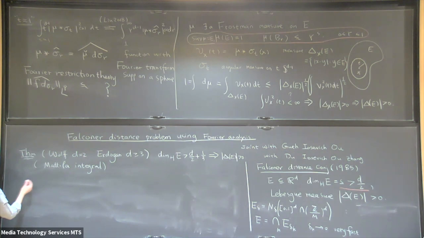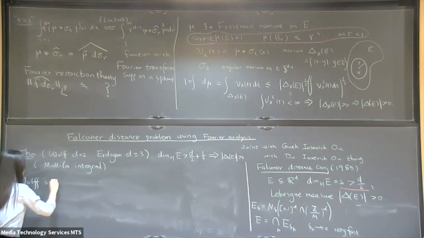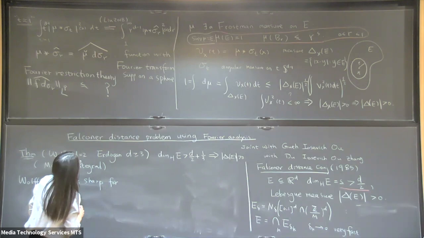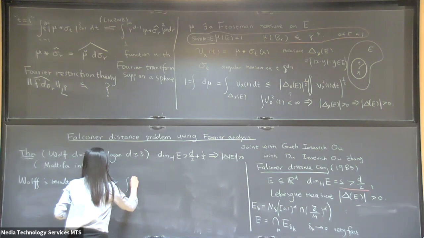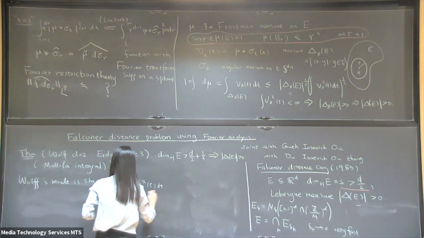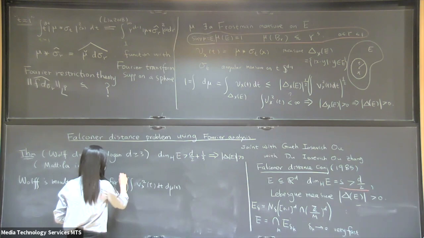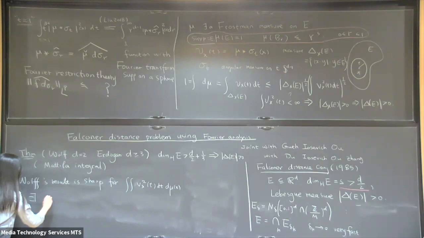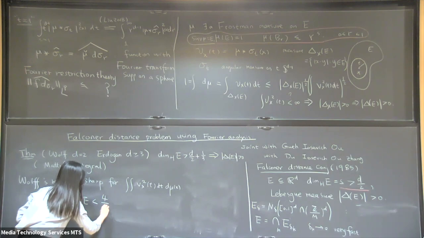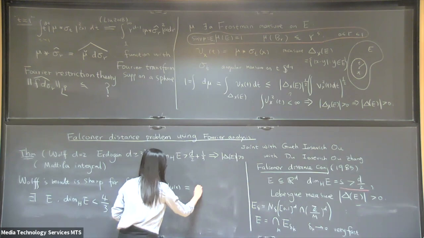And then we have, however, that Wolff's result is sharp for estimating the L2 norm, in the sense that there exists a set E of dimension smaller than 4/3, such that this is infinite. And now we are going to see this.